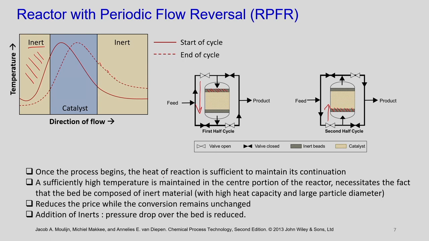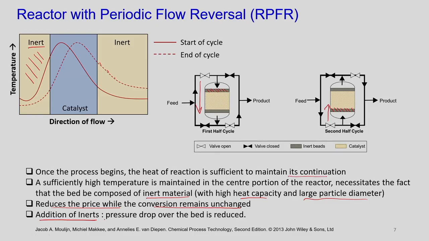Once the process begins, the heat of reaction is thus sufficient to maintain its continuation. A sufficiently high temperature is maintained in the center point of the reactor, necessitating that the bed be composed of inert material. Why have we chosen inert material? Because inert material has a high heat capacity and large particle diameter, so it can absorb more heat. So it will reduce the price while the conversion remains unchanged. You don't need another unit operation to take out the heat, such as a quench reactor. Within the same reactor, you reverse the flow and you take out the heat.